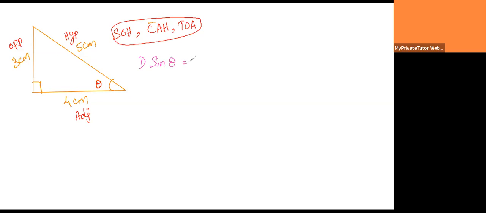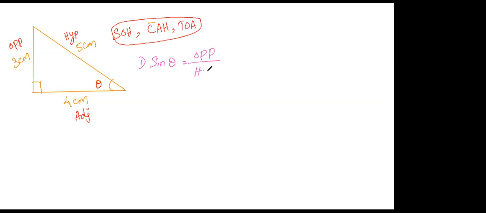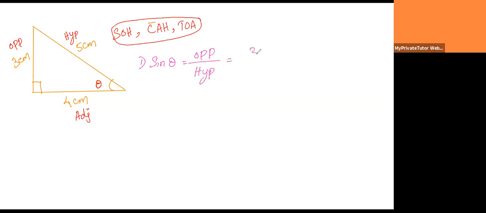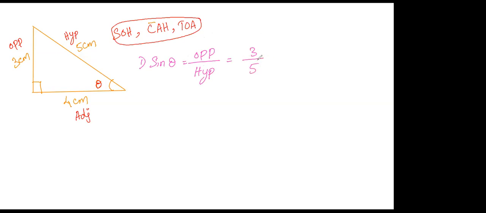Sine theta is opposite side. What is the value of the opposite side? The opposite side value is 3. So 3 divided by the hypotenuse side, which is 5. Sir, the answer is 0.01.